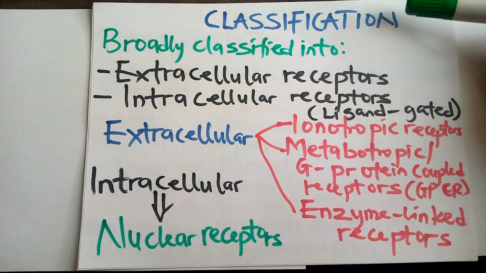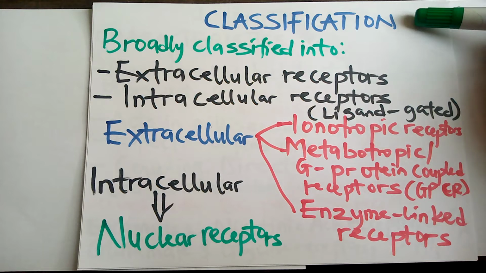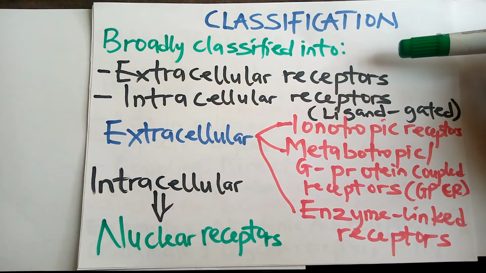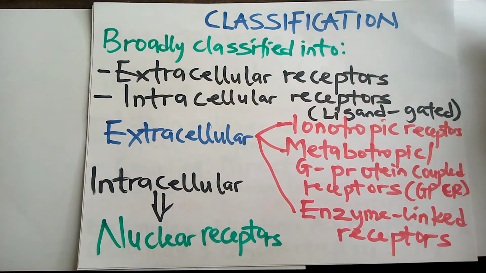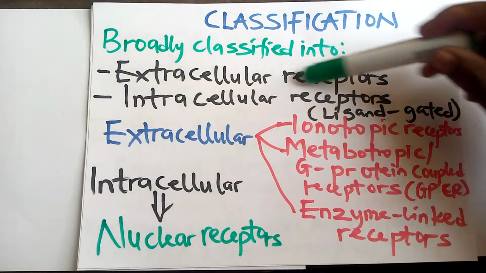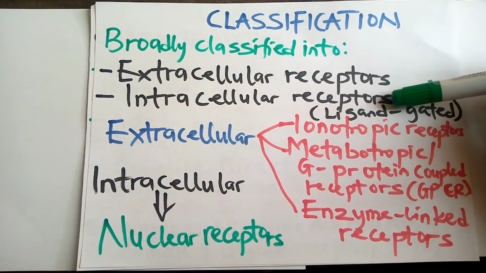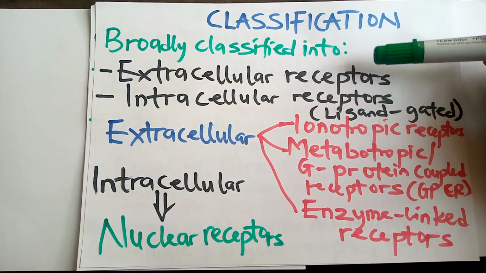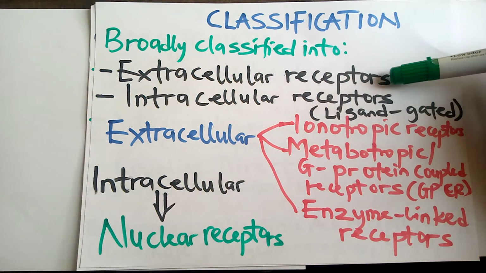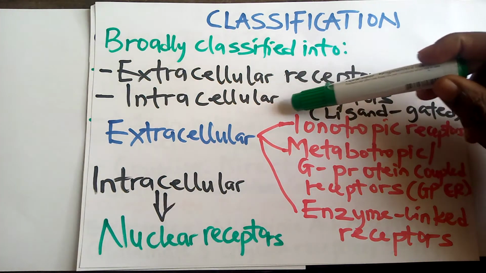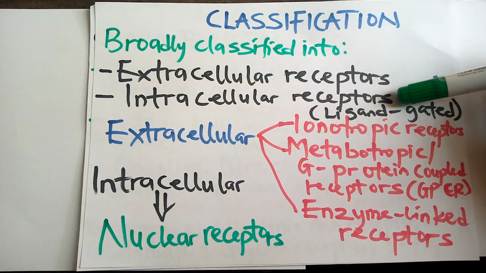Next is classification of receptors. Drug receptors are classified broadly into two types. We have the extracellular receptors, the ones found outside of the cell, and we have the intracellular receptors. The extracellular receptors are also called the surface receptors.